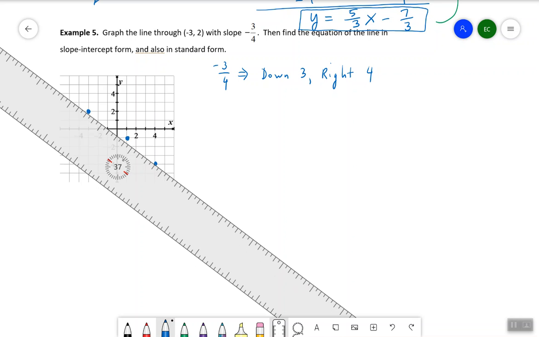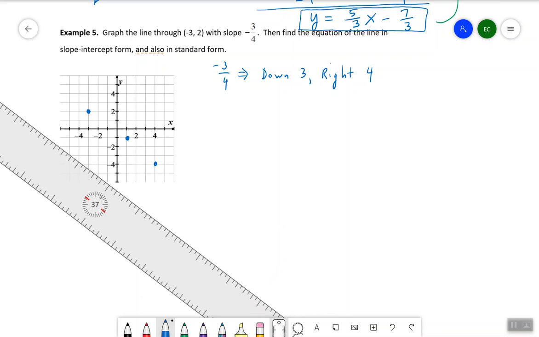Hey, that's interesting. I put my ruler up there and it doesn't even go through all 3 points, does it? It comes close to the point in the middle, but I think there's a mistake here. So let me just check my counting. I started at -3, 2, and I went down 1, 2, 3, and then right 1, 2, 3, 4. But then the second time, I went down 1, 2, 3, and only went over 1, 2, 3. I need to go over one more. So that looks better.